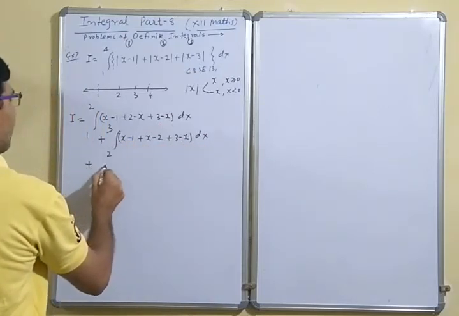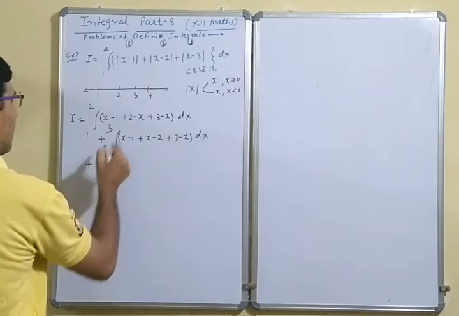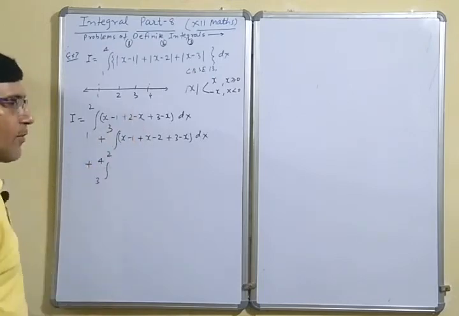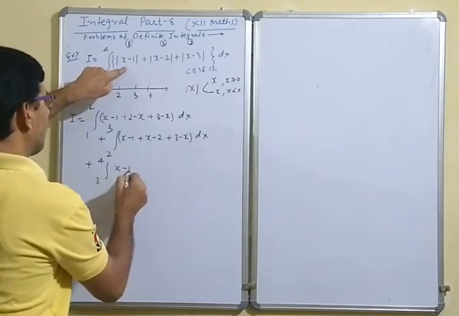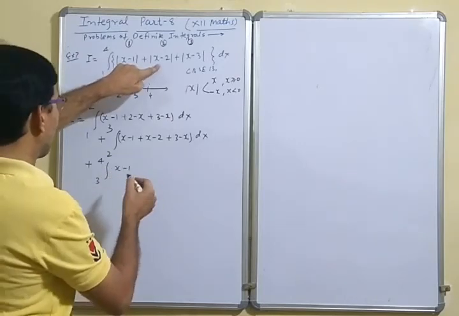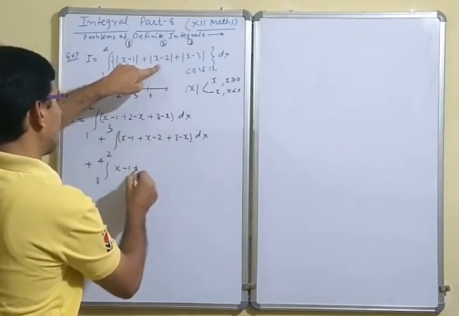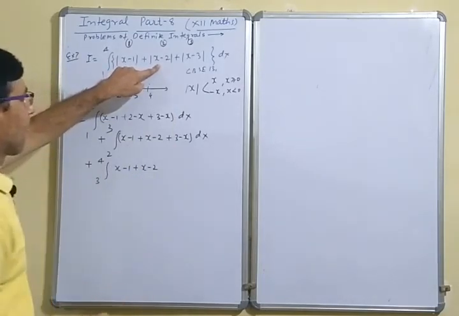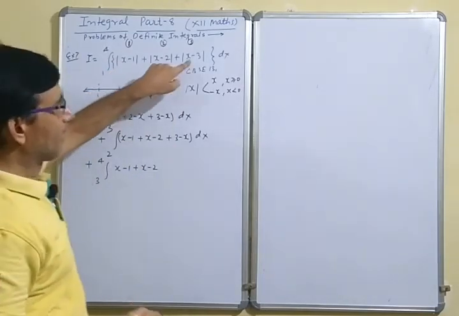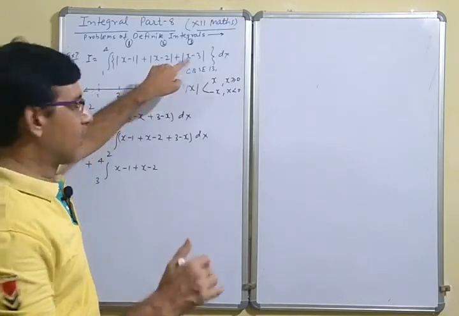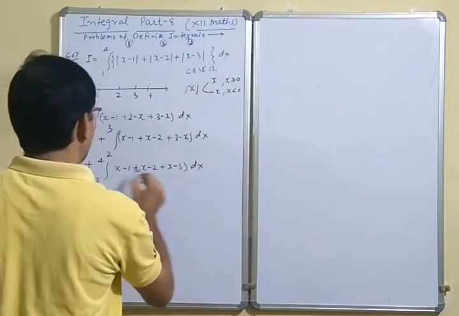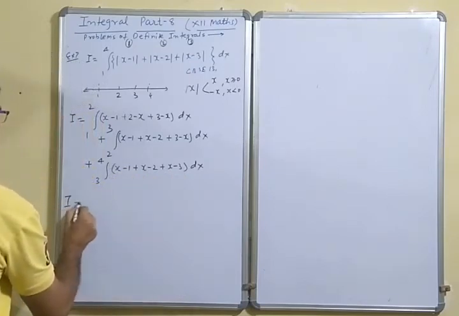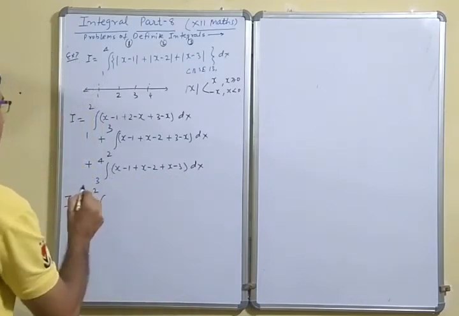Another limit, the last limit, that is from 3 to 4. In 3 to 4 it is more than 3, so that is positive, so it becomes x minus 1. More than 3, so that means x minus 2 is positive, so it becomes x minus 2. And more than 3, that means x minus 3 is also positive, so it is x minus 3, and whole dx. Now simplify it.